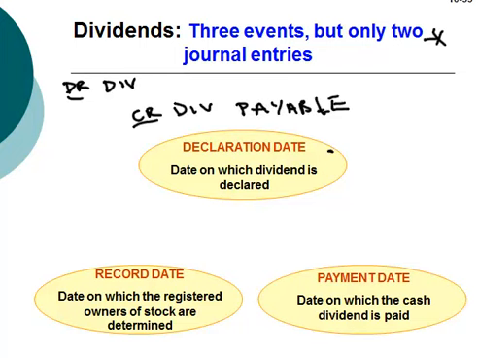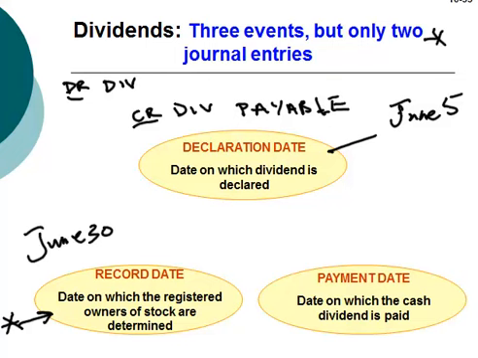The dividend will be paid at some future date in time. This could be, for example, let's say June 5th. People are buying and selling the shares, so we need some date at which we will determine who owns the stock and who will be entitled to this dividend. The date of record might be, for example, June 30th. On this date, we will make a notation in our company records of who owns the shares so that we know who is going to get the dividend, but there's no journal entry.